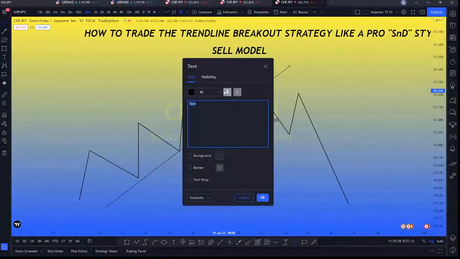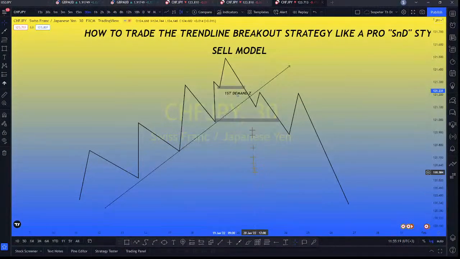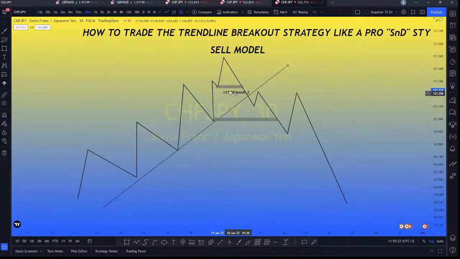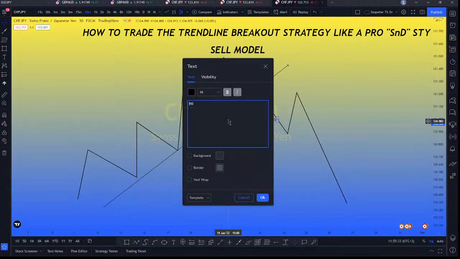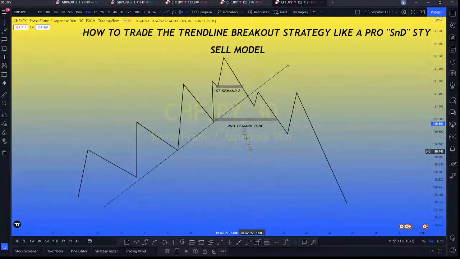This is our first demand zone, and this is our second demand zone. Remember, this is a sell model. Thank you to those who are joining the stream.